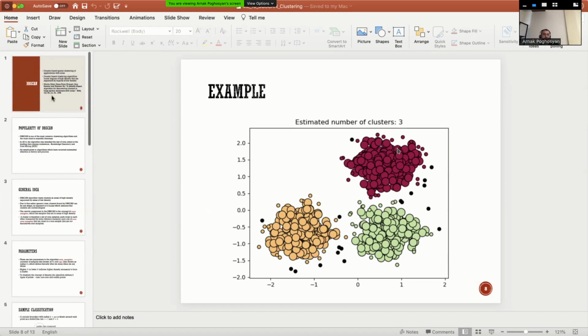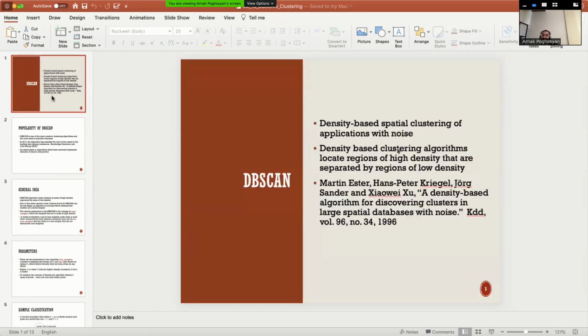Okay, any questions just regarding this DBSCAN or hierarchical clustering? If you have, go ahead.